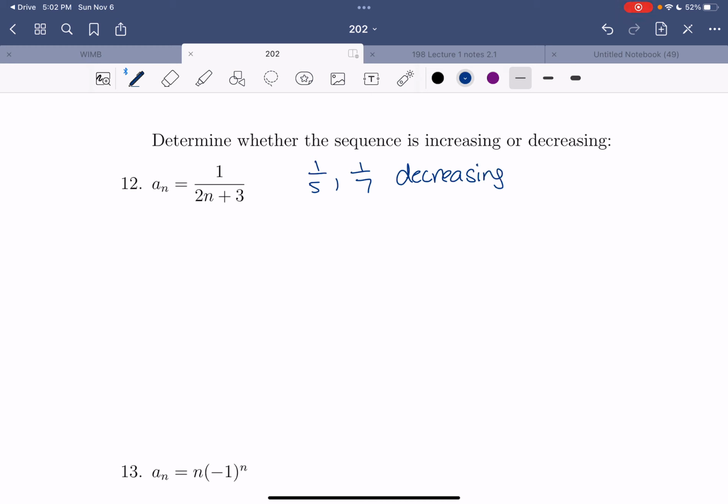Right? As our denominator gets bigger, this should go to 0. Okay, so we want to show that it's decreasing. So I want to show that this term is greater than the next term. Right? They get smaller as I go. So as my n's get larger, the values get smaller. So if you plug that in, a_n is 1 over 2n plus 3, and a_(n+1) is 1 over 2 times (n plus 1) plus 3.